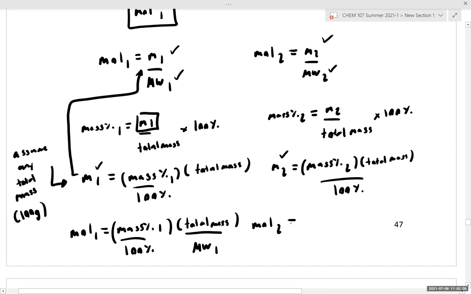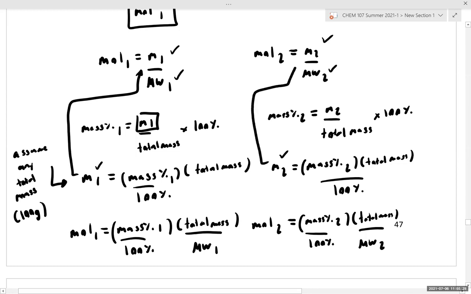We can also write the moles of element 2 as the mass percentage of element 2 over 100% times the total mass over the molecular weight of element 2. Does that substitution make sense? All we did was plug in the mass into our mole equation.